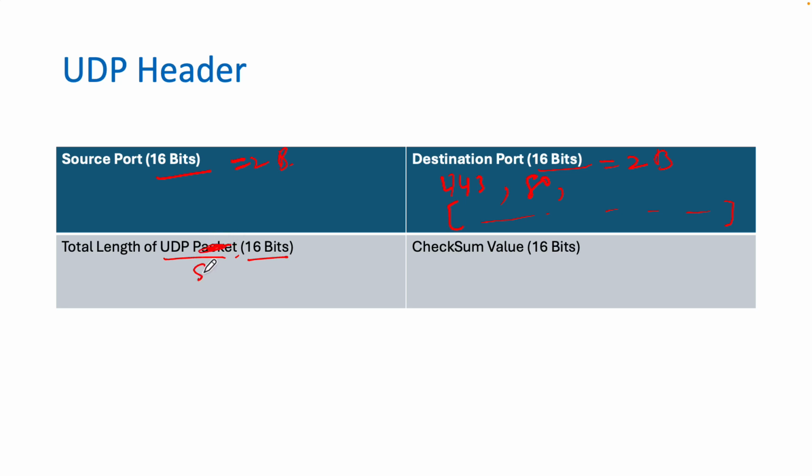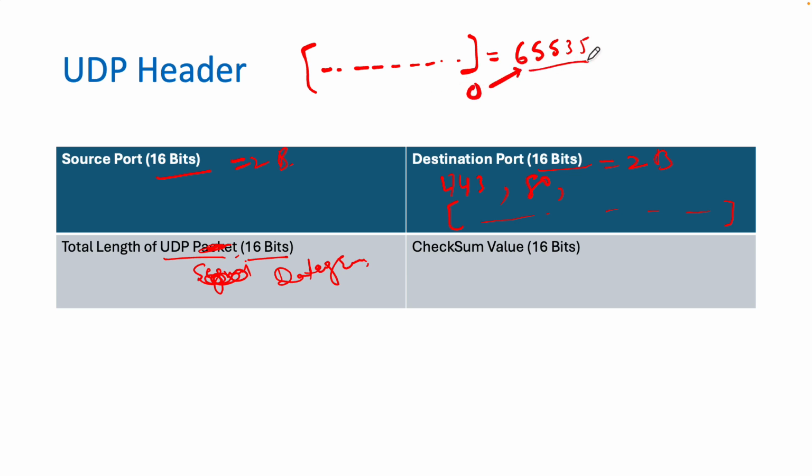You may say segment, or actually we call it a datagram because it's UDP, right? A segment word is mainly for TCP. Use the word datagram. So when there are 16 bits, the maximum value which can be written is 65,535, means 0 till 65535. Total is 65536, including 0.